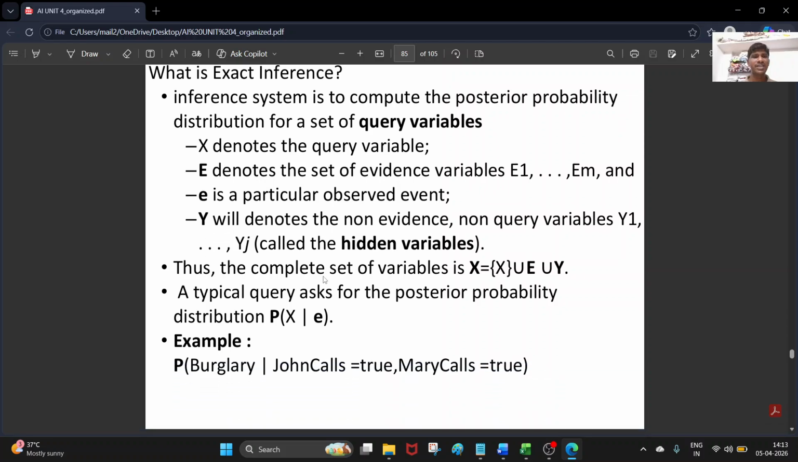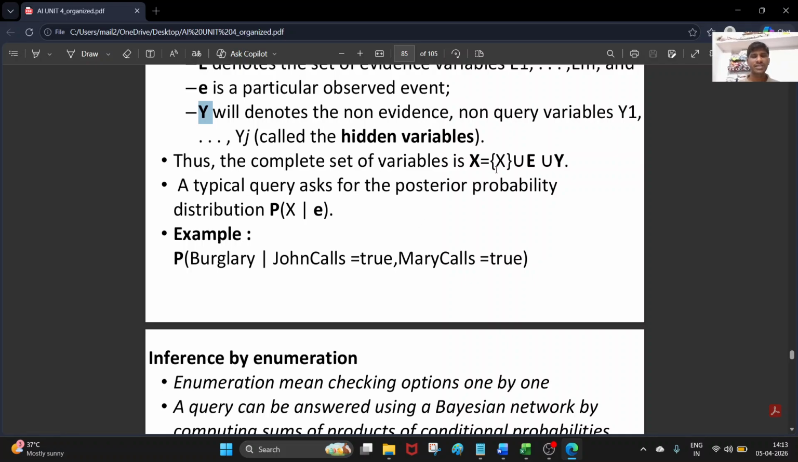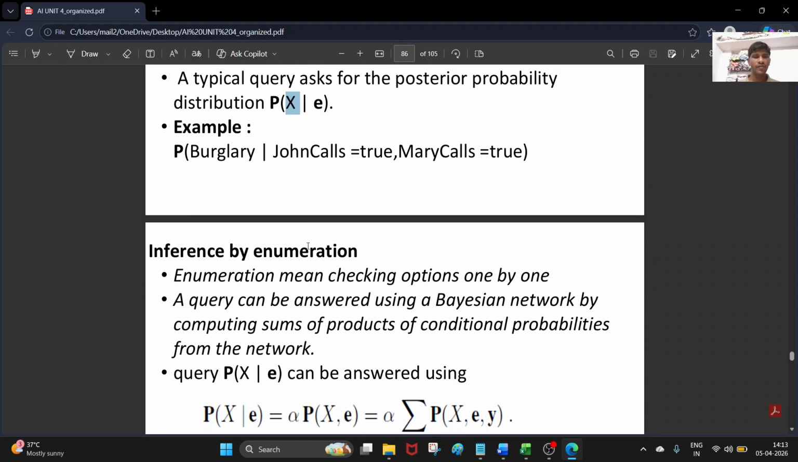First, exact inference. Normally for exact inference, the task of the inference system is to compute the posterior probability distribution for a set of query variables, where X denotes the query variable, E denotes the evidence variables, small e represents the observed event, and Y represents the hidden variables. So this can be represented as X union E union Y. A typical query asks for the posterior probability distribution P of X given e, where e is an observed event and X is a query variable.